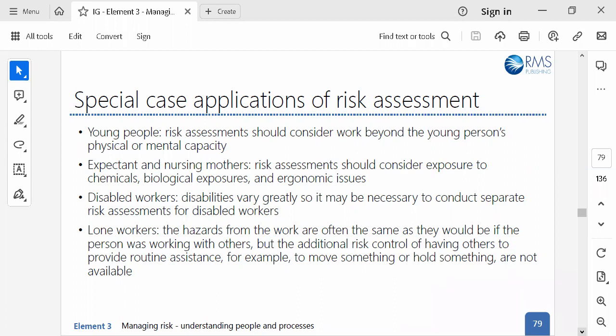The lone workers we need to consider because they will be alone during the work. We need to consider those factors which may create hazards for them, and we need to control those hazards because this is very important. For example, if we have drivers, they are driving alone, so we need to consider the route, the vehicles, the first aid consideration, all the things. These are the factors which we need to put in our risk assessment.